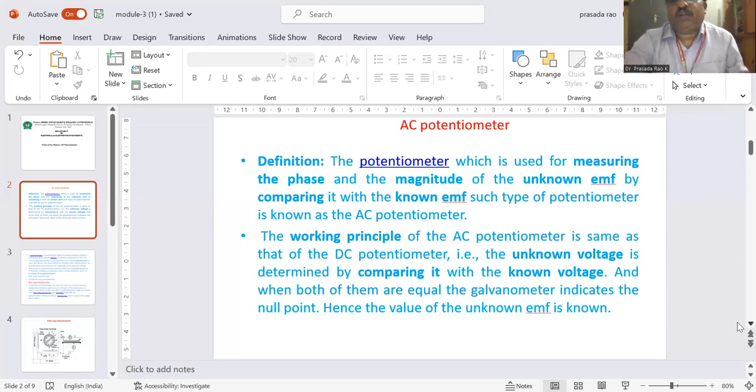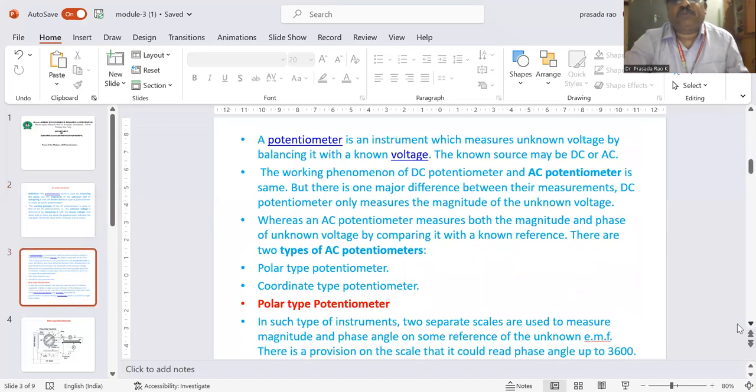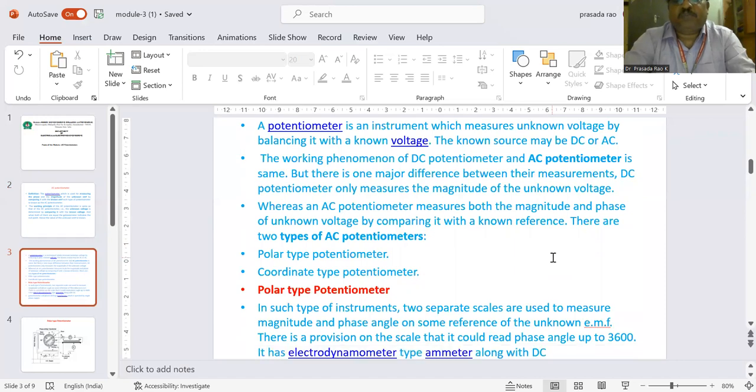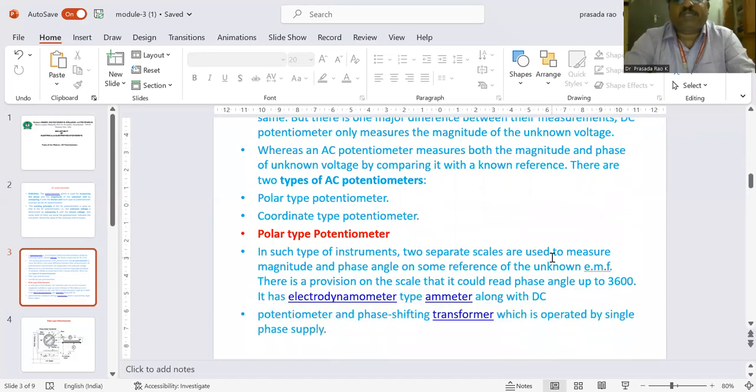And different types of AC potentiometers are available. There are two types of AC potentiometers: the polar type of AC potentiometer and the coordinate type of AC potentiometer. You are going to study both. The working phenomena of DC potentiometers and AC potentiometers are similar, except here we have to measure the phase angle also. First we will discuss the polar type AC potentiometer.